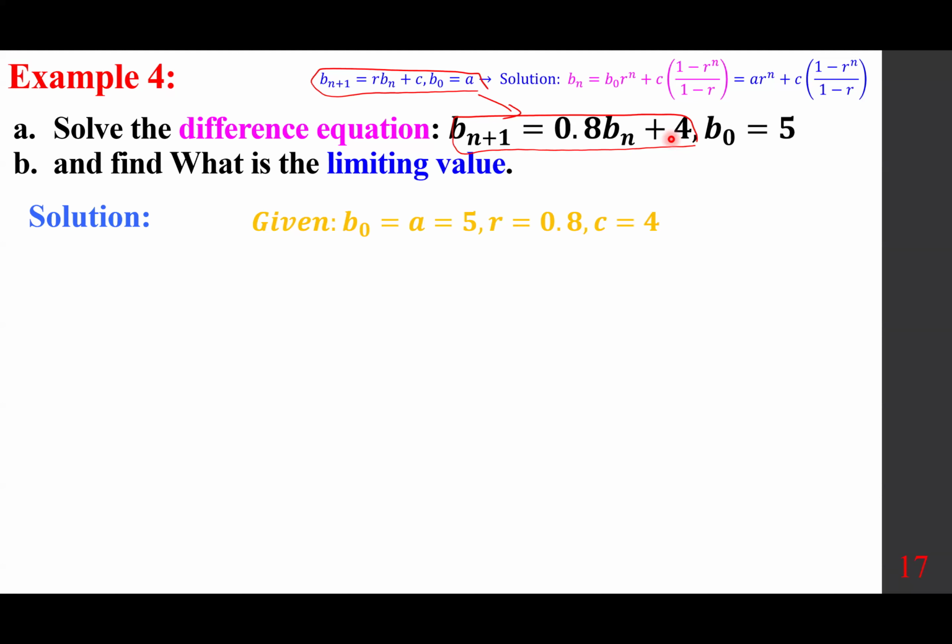We are going to use this formula. B sub n is B sub 0 R to the power of n plus C times 1 minus R to the power of n over 1 minus R. We're going to plug in. So B sub n is B sub 0 or A, which is 5, you put 5 here, you put 0.8 instead of R, and you put 4 instead of lowercase c, the constant.